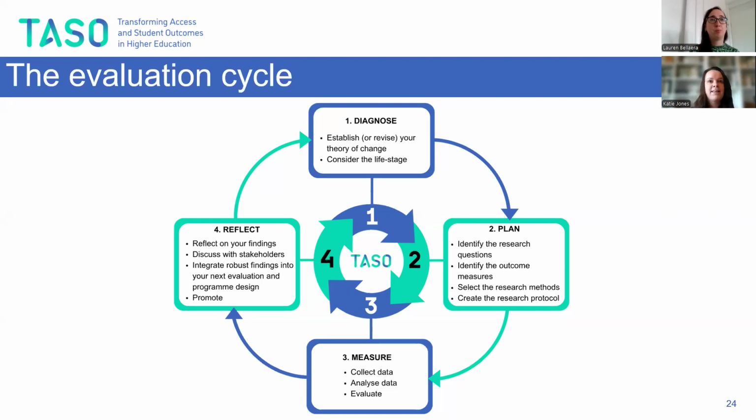So you'll need that in place. Then you'll go through to phase 2, where you're planning your evaluation and you're setting out your research protocol in detail. Then phase 3, where you're actually implementing or measuring. So you're either collecting data or you're accessing existing data sets and you're analysing them and interpreting the findings. And then you go through to phase 4, where you're reflecting on what these findings mean for practice and you're sharing those findings with the sector.